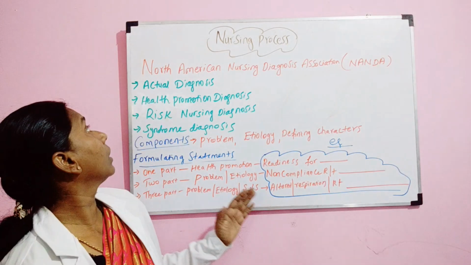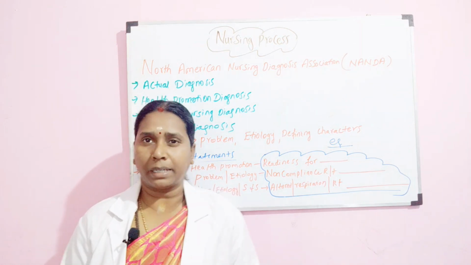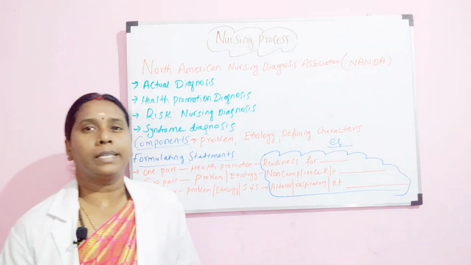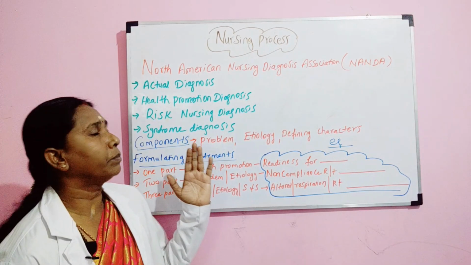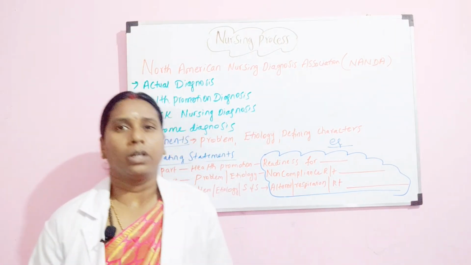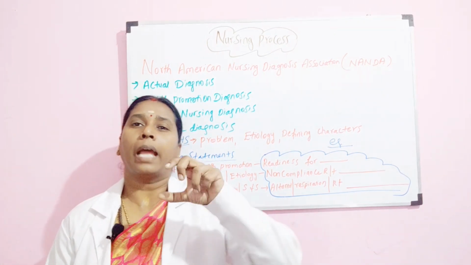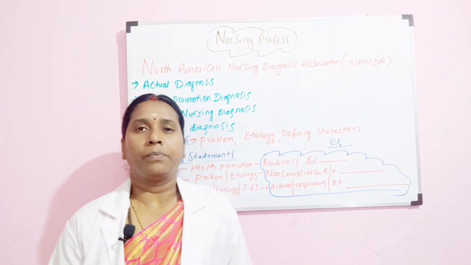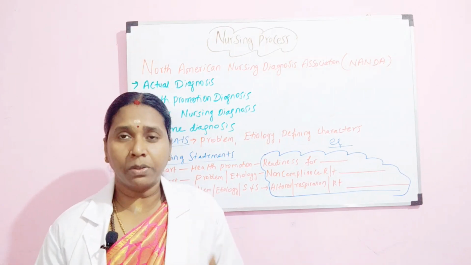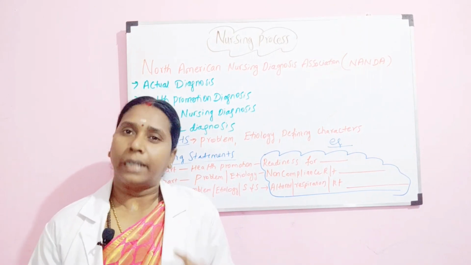Actually, NANDA nursing diagnosis has three parts. We will discuss the parts in detail a little later. First, what are the areas of nursing diagnosis? The first part is the actual nursing diagnosis, that is the present complaints of the patient. When we consider the NANDA diagnosis of the actual problem, that is your actual diagnosis. At present the patient is having breathing difficulty, pain, or fever. All these come under the present nursing diagnosis, that is actual diagnosis.